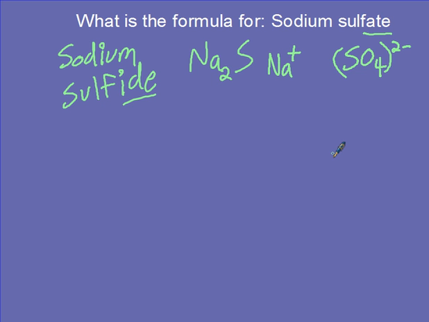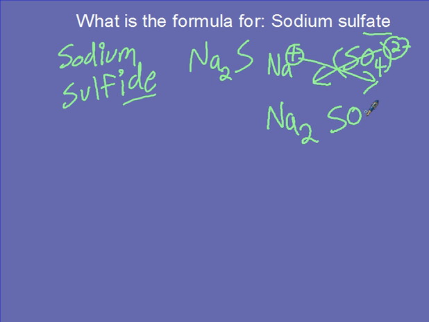Easy way to do this is to write out the ions like so, and then cross the charges downward. So again, what you're doing is you're crossing the charges, you're bringing them down. Now you're not going to carry the charge itself, so you just rewrite sodium, you bring down the 2, you rewrite SO4, you bring down the 1. And you don't have to write out the 1.